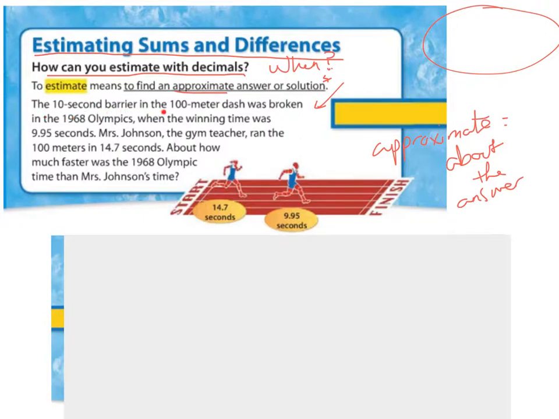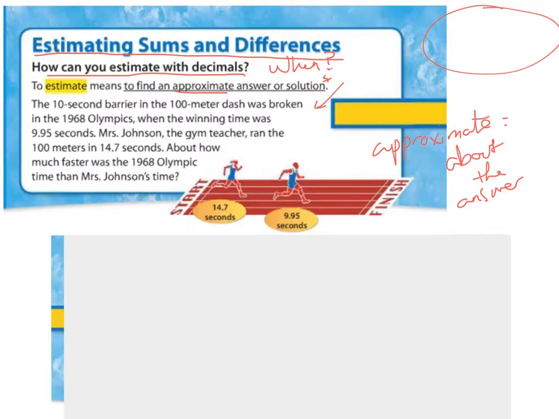The 10-second barrier in the 100-meter dash was broken in the 1968 Olympics when the winning time was 9.95 seconds. Mrs. Johnson, the gym teacher, ran the 100 meters in 14.7 seconds. And it's very important, we didn't write it, but no one's making fun of her for that because that's still a very impressive time, Miss Johnson.